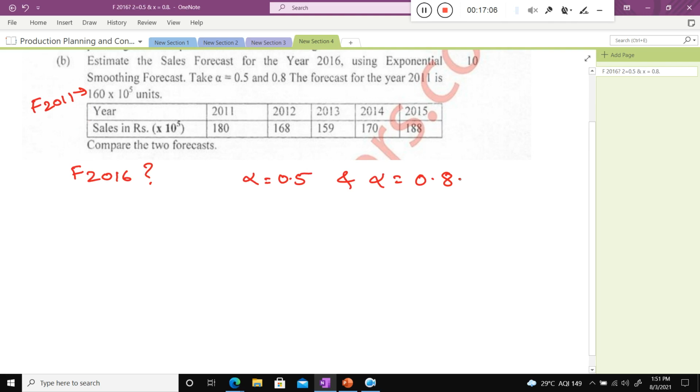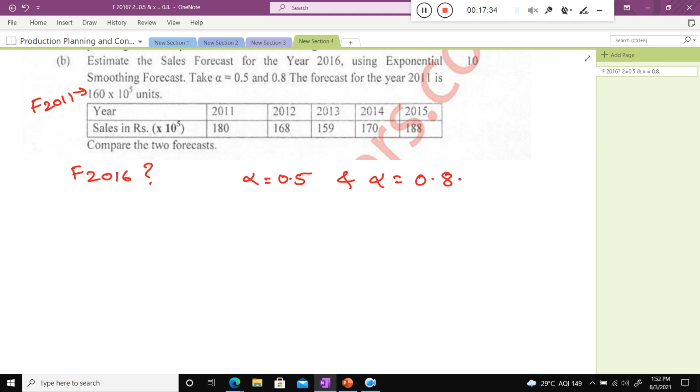Assume that there is any one product, and the product demand is given with respective years in the table. Class, can you tell me how to solve this problem? What is the procedure for getting a forecast for 2016?